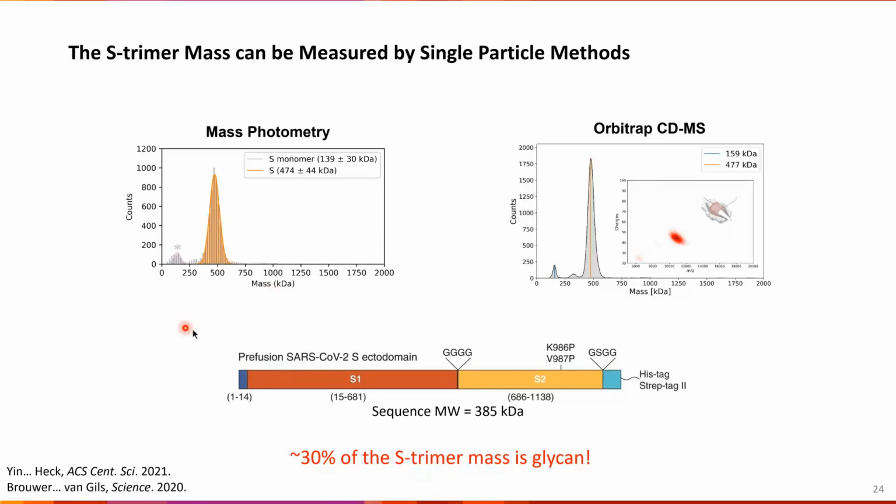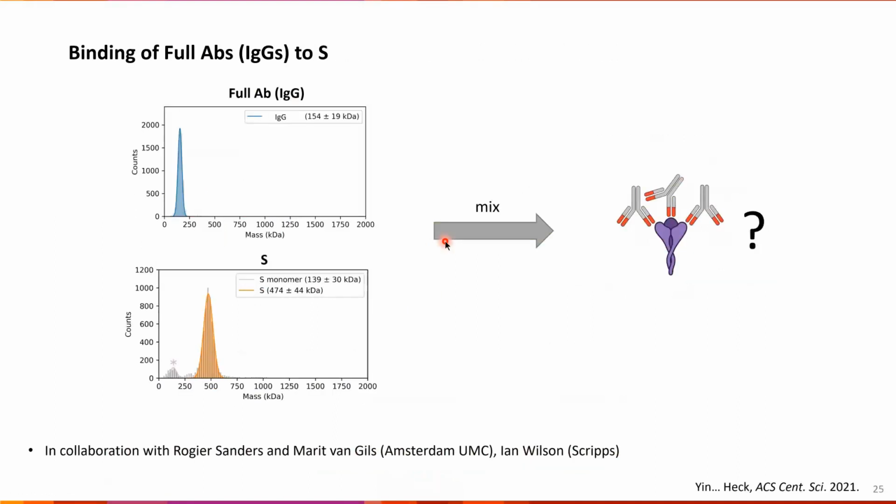When we compare back to the actual amino acid sequence of the spike construct that we were studying, the predicted sequence mass is only about 385 kilodaltons, which is quite a bit smaller than the 475 that we measured. What this tells us is that about 30% of the S trimer mass is just from its glycan shield itself. This really highlights the structural heterogeneity of these spike proteins. We were quite happy that we were able to measure the mass for the first time of these heavily glycosylated spike trimers.